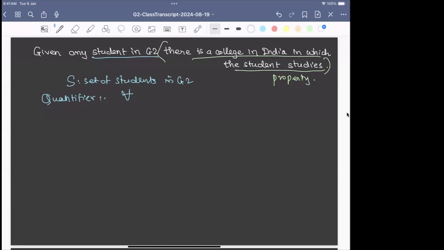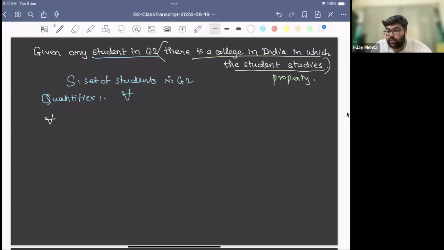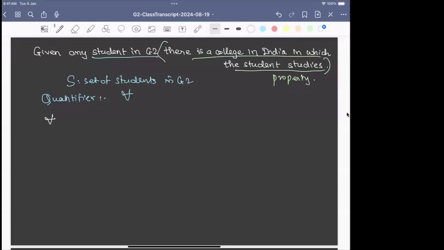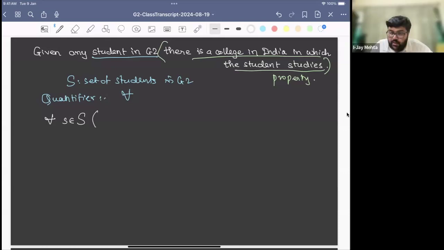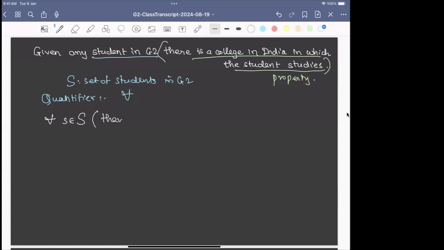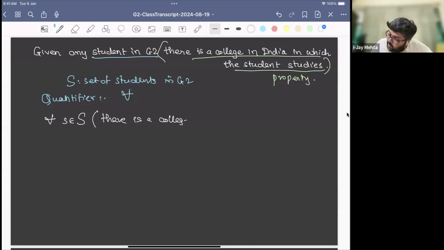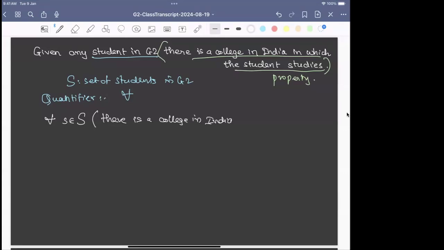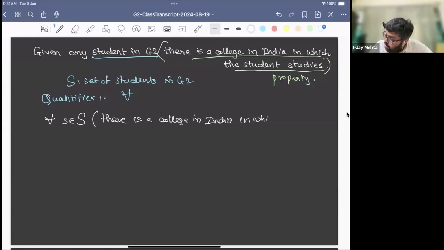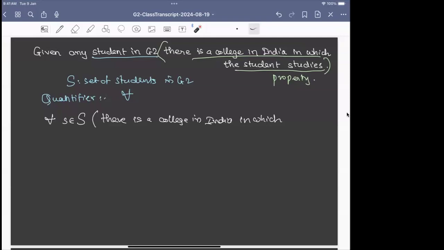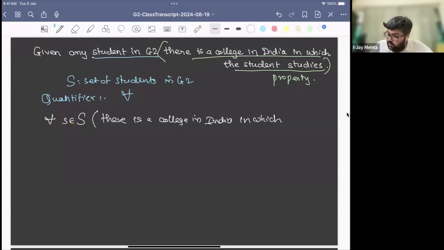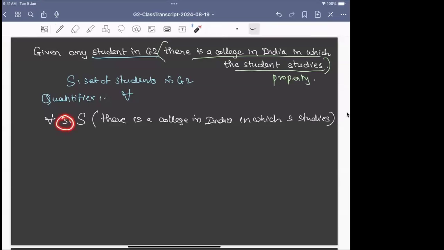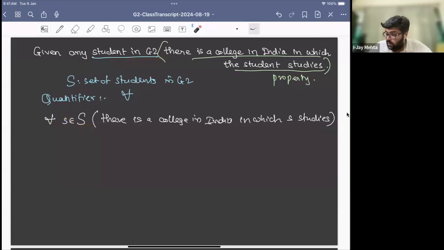Given any student in G2, but we need notation for student, right? Small s belongs to S. Yes, very good. There is a college in India in which the student studies. This is the full property. The student we have denoted by small s, and capital S is the set of students in G2. So in which s studies.